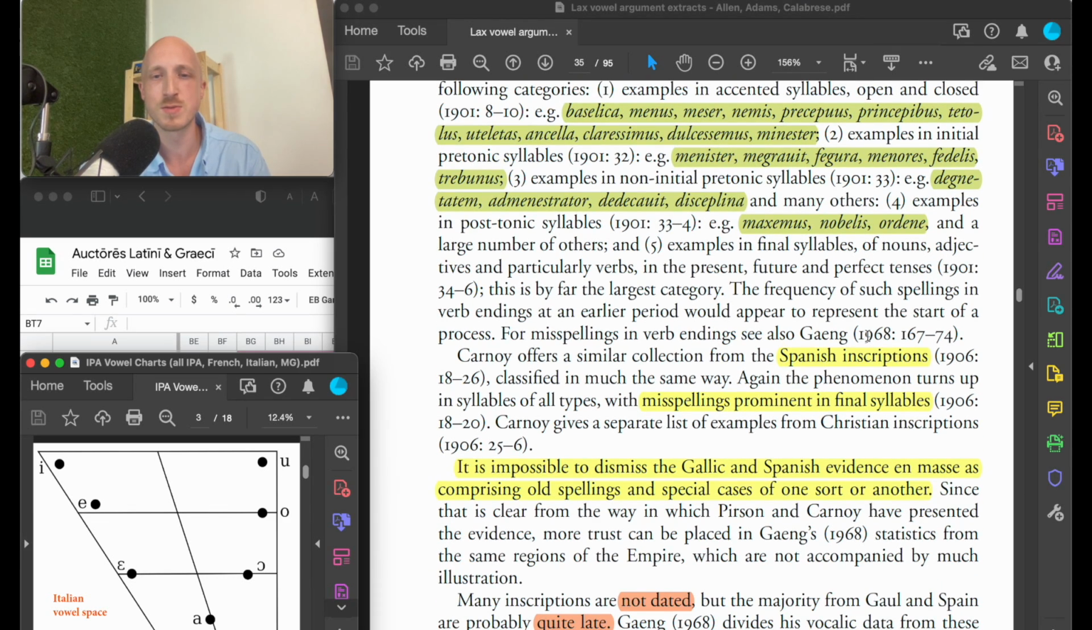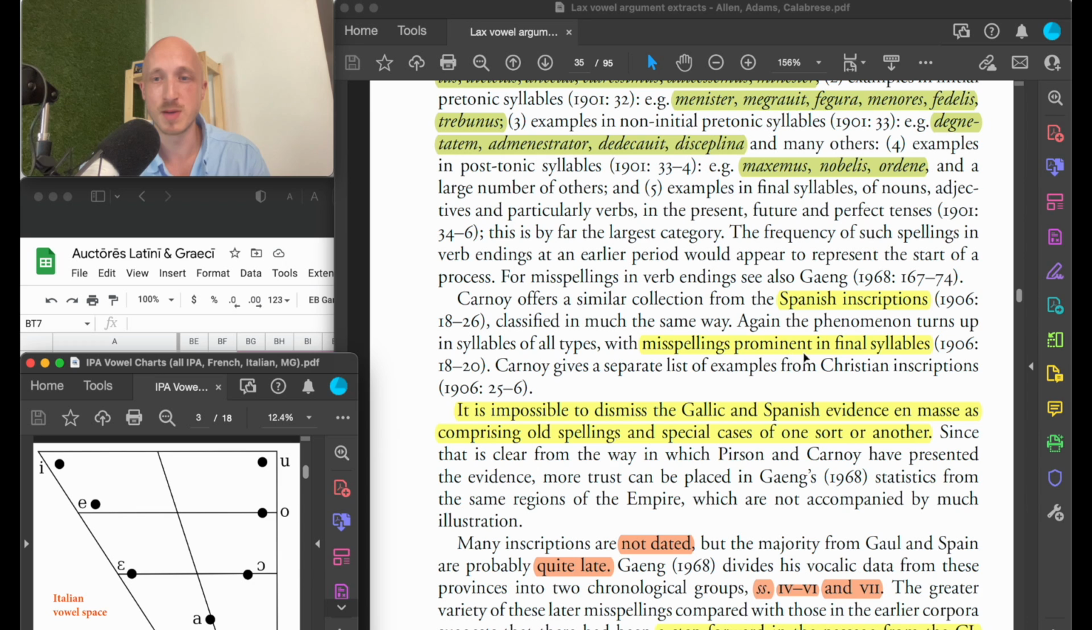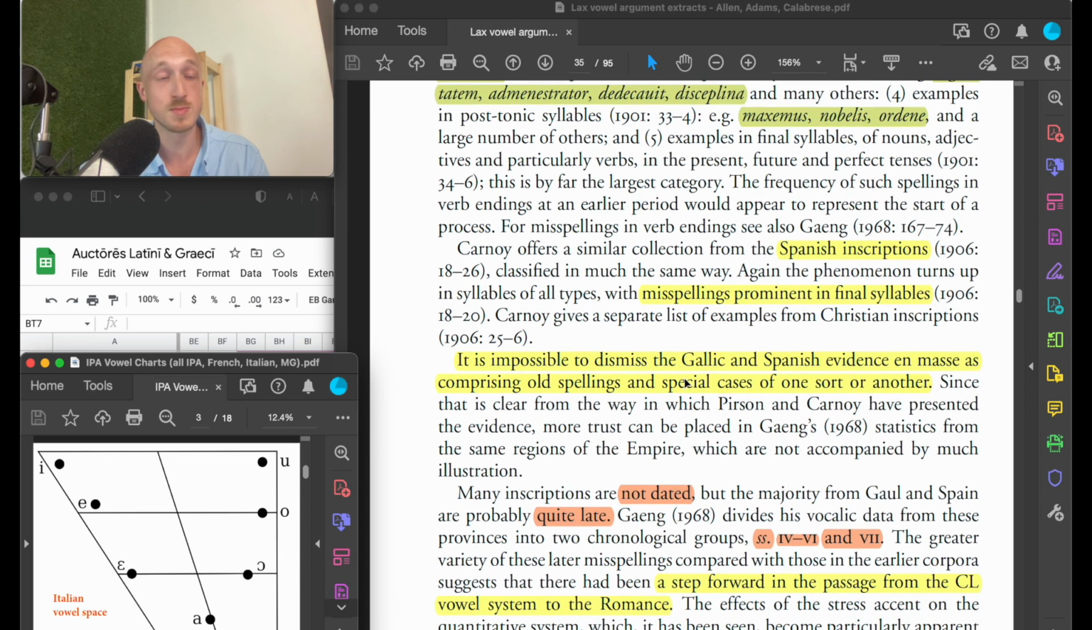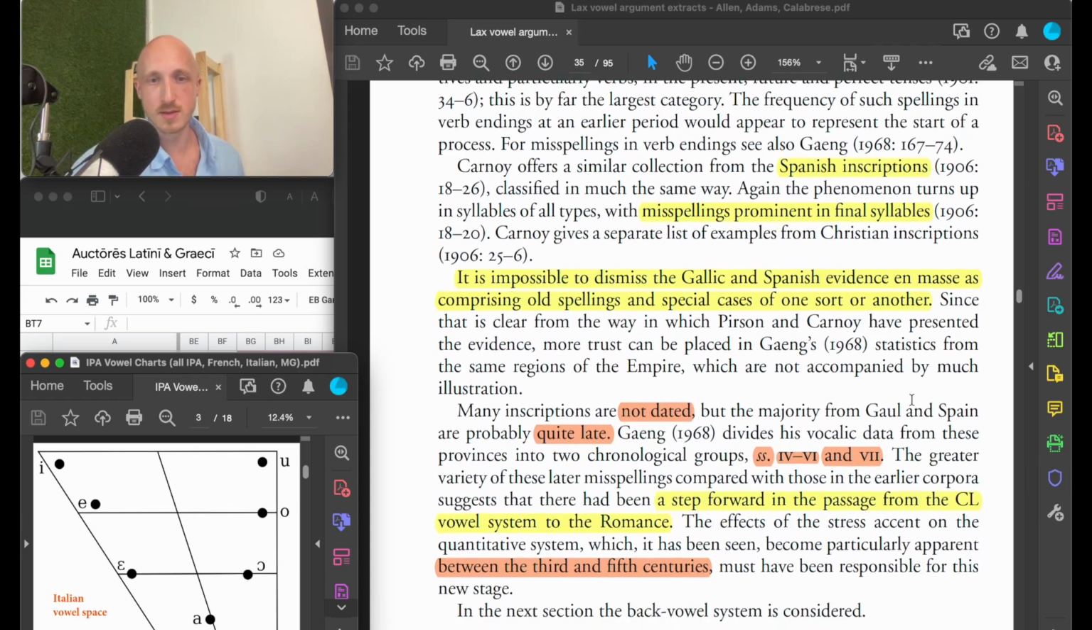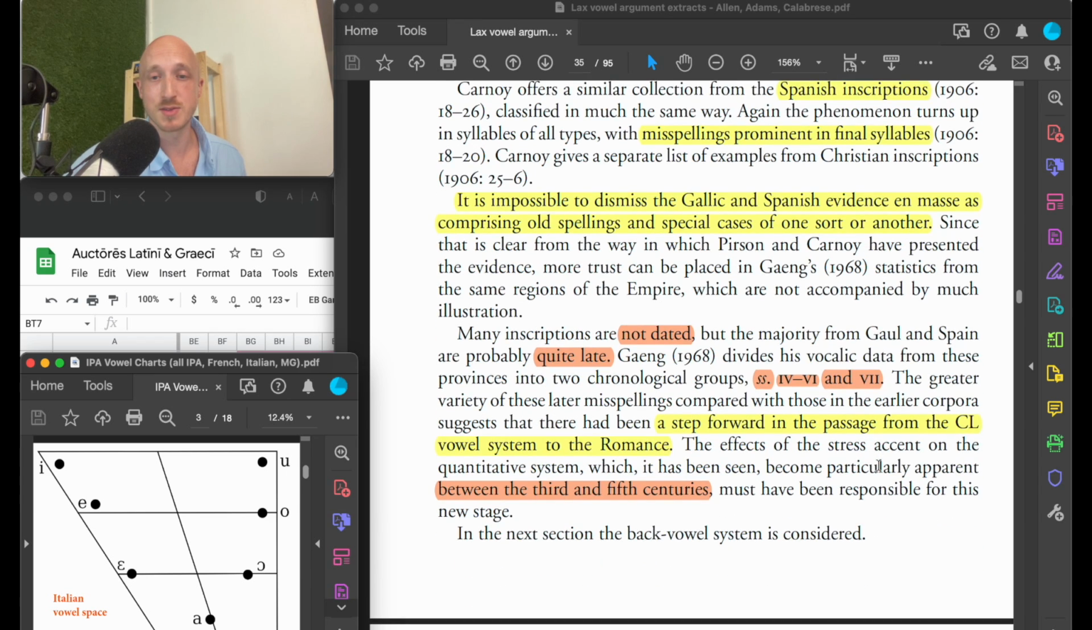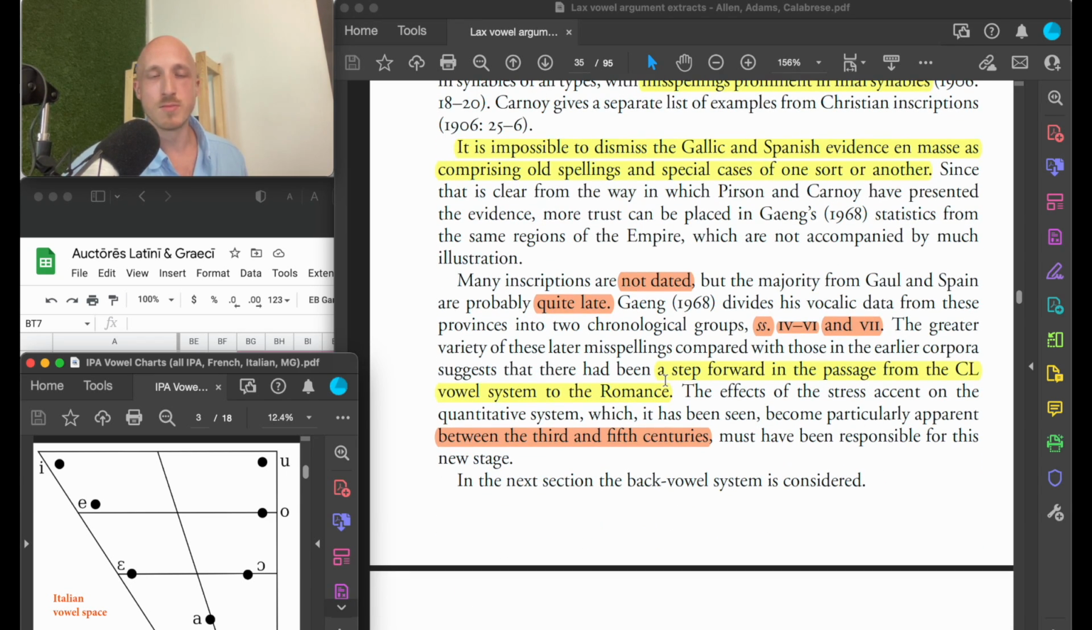I like sonus medius. So Spanish inscriptions, misspellings, prominent in final syllables but not restricted to them. It is impossible to dismiss the Gallic and Spanish evidence en masse as comprising old spellings and special cases of one sort or another. A lot of them are not dated, but they're probably quite late. So we're talking, here we are, 4th to 6th and even 7th century AD. So long after a lot of these vowel changes ought to have happened universally.